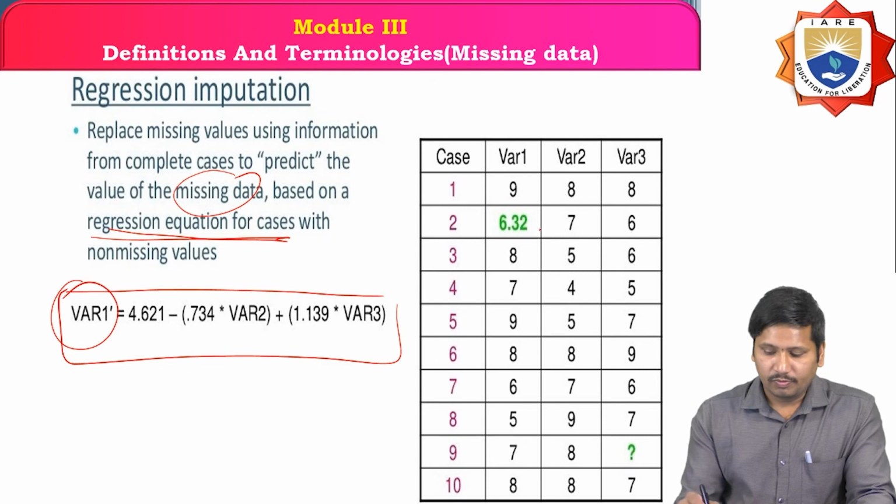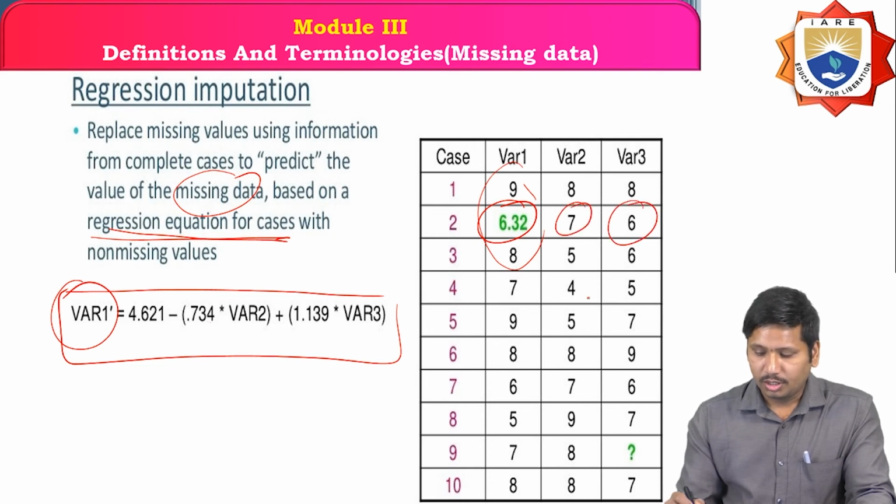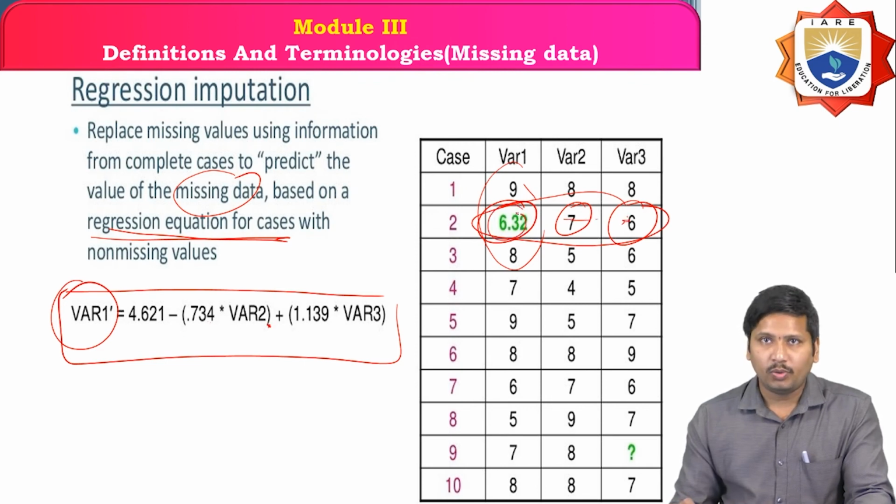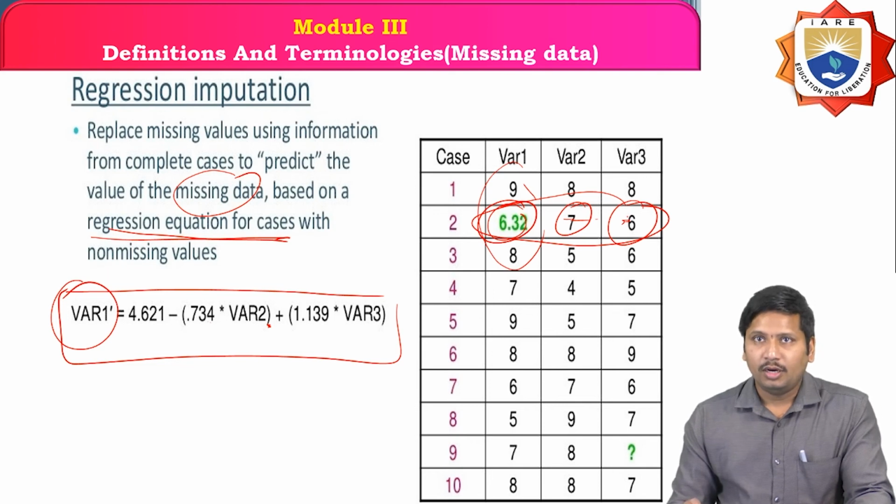Suppose variable 1 is missing. What I have to do is substitute variable 2 and variable 3. Variable 2 is this one, and variable 3 is this one. By substituting these two values into this equation, I can get the missing value for variable 1. So this is another type of question that may come: filling the missing value with regression imputation. That means the missing value is going to be filled with the regression imputation.